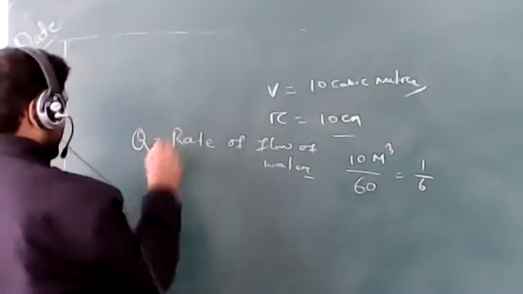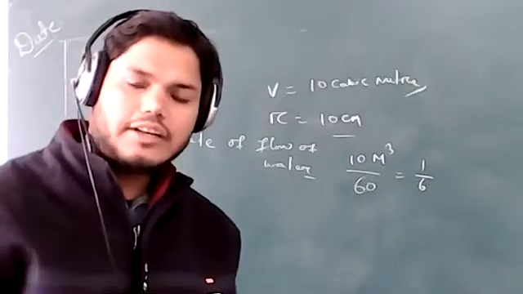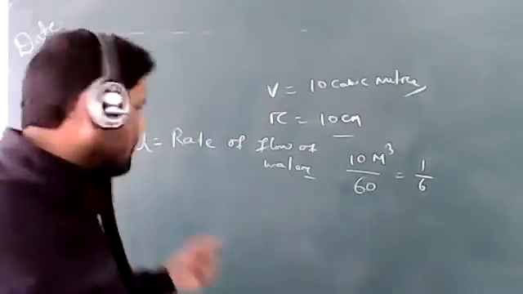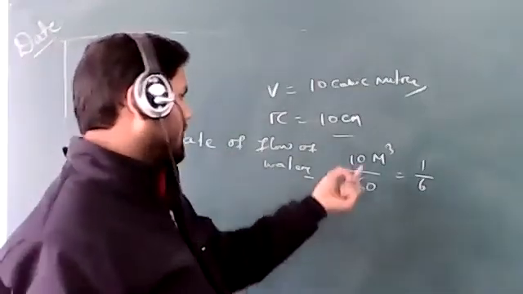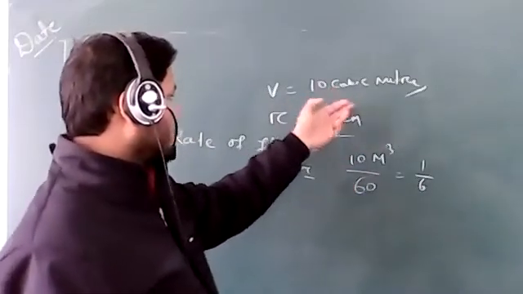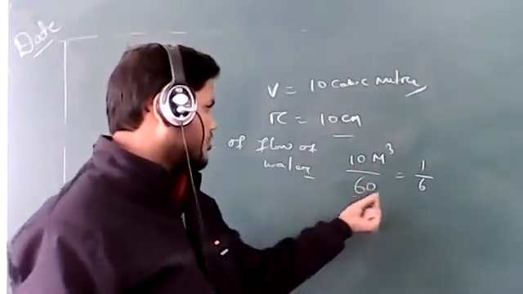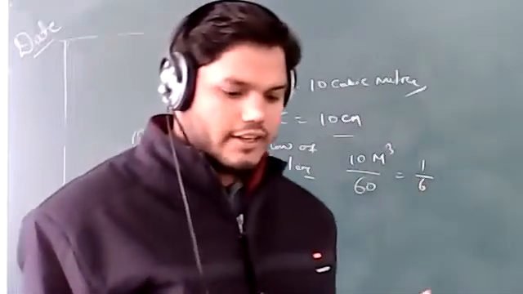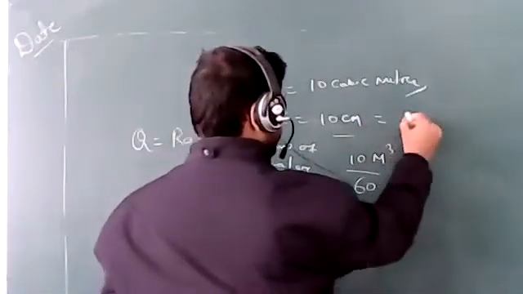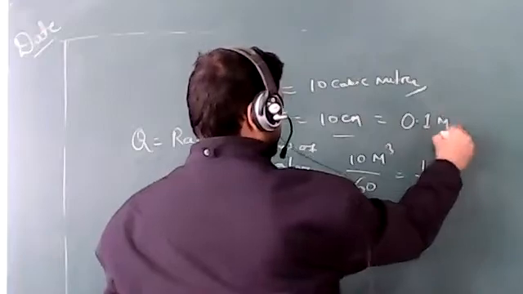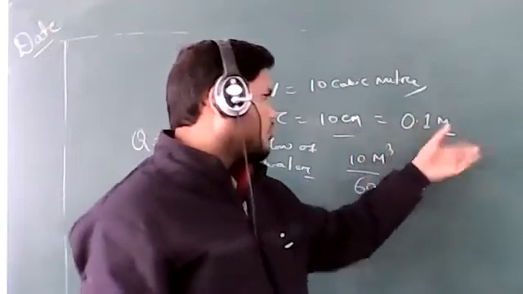That is the value of Q. Q means how much water is flowing per second. So Q equals the volume of liquid passing, 10 meter cube, divided by one minute, which is 60 seconds. So 10 upon 60 is 1 upon 6. This is the Q we can find. And the radius is given as 10 centimeter; if you convert it into meter, that is 0.1 meter.